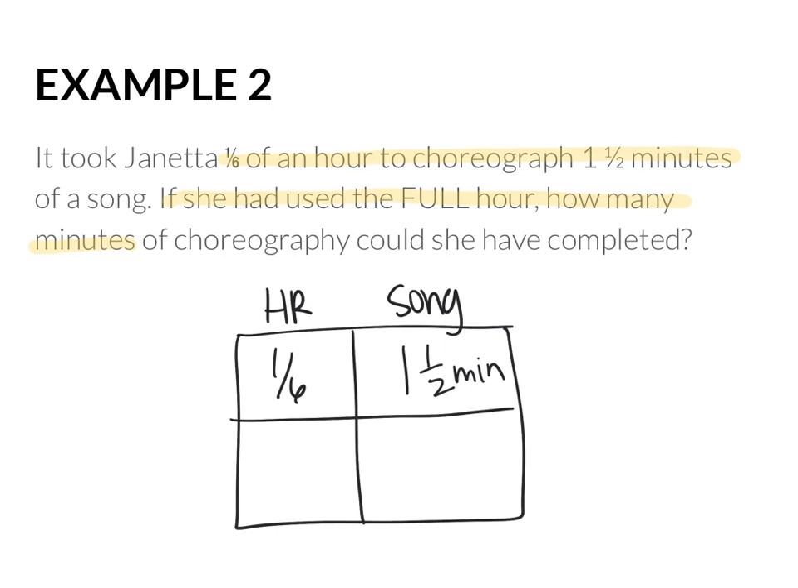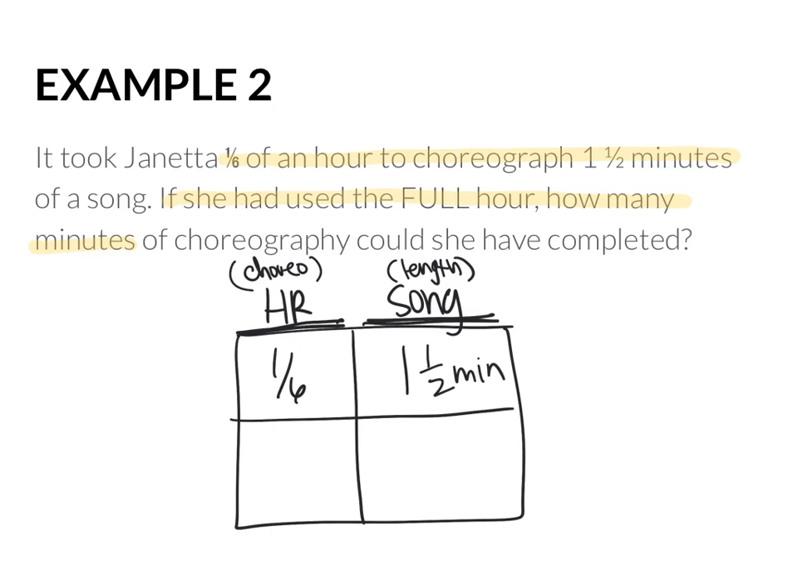Now it could get a little confusing because we have hours and we have minutes, and sometimes you're going to have to convert hours to minutes and things like that. But we need to look at what we're comparing. We're comparing the hours it takes to choreograph to the song length. And my ratio is 1/6 to 1.5.